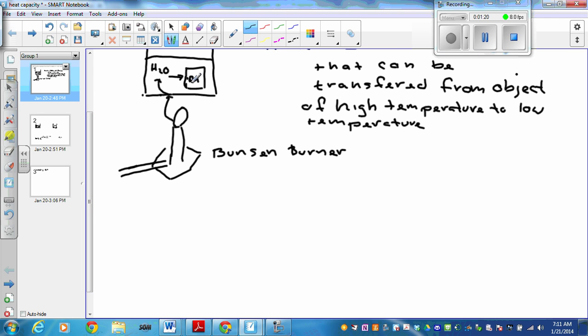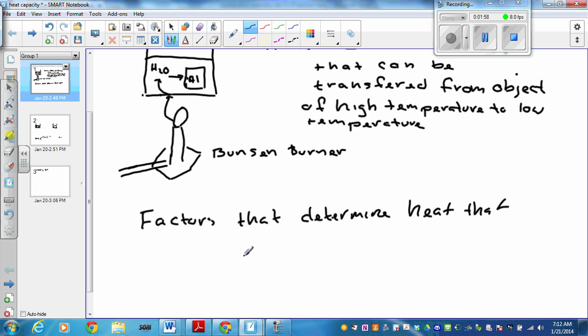So in the process of doing this, we can think about the factors that are going to influence the amount of heat that can be contained in an object. A large object, more massive object, can contain more heat. So the factors that determine the amount of heat that can be stored by an object or transferred from an object, the amount of heat that is transferred, are going to be mass.